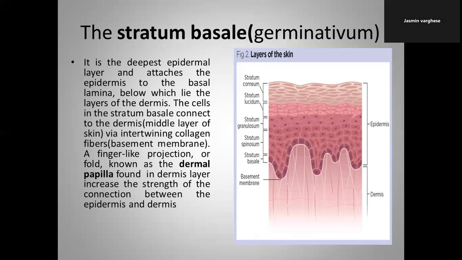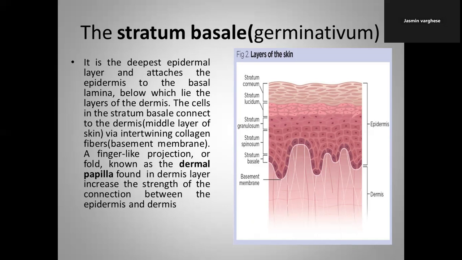Stratum basale is the last layer of your epidermis. The layers are stratum corneum, stratum lucidum, stratum granulosum, stratum spinosum, and the basement is stratum basale. The stratum basale is also known as germinativum. It is the deepest epidermal layer and attaches the epidermis to the basal lamina, below which lie the layers of the dermis. So the stratum basale is directly connected to the dermis.